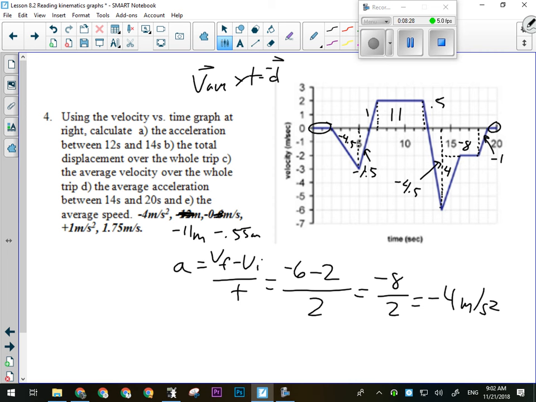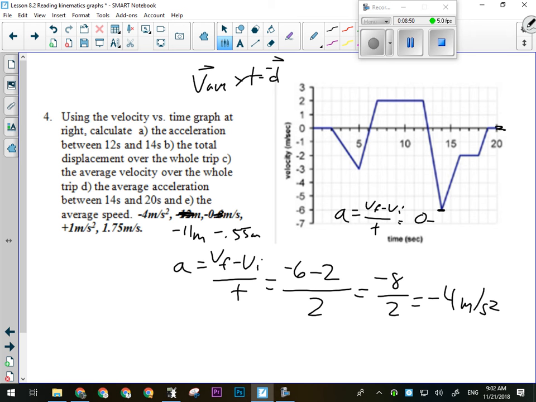And then for part D, we have average acceleration between 14 and 20 seconds. Let's erase some of what we've done here, just clogging it up. So here's time 14 seconds, here's time 20 seconds. We're going to do that whole a equals vf minus vi over t. So we'll have 0 minus negative 6, and that takes 6 seconds. So we're looking at positive 1 meter per second squared.